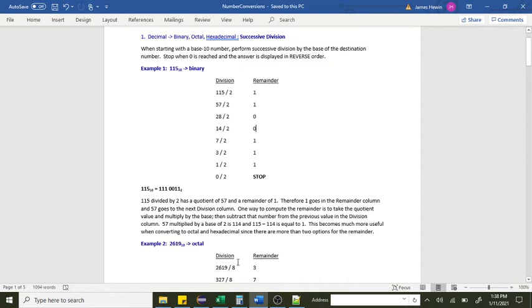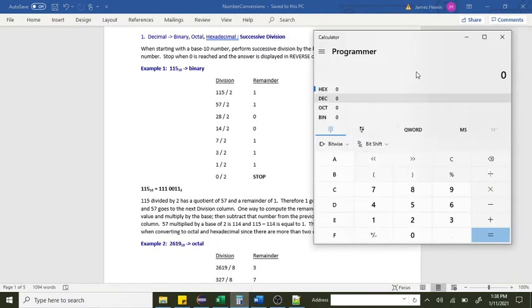If you have, say, a Windows calculator in programmer mode, let's go to decimal, 115 decimal, and binary is 111 and 0011. Okay, so that is correct. That's the right answer.